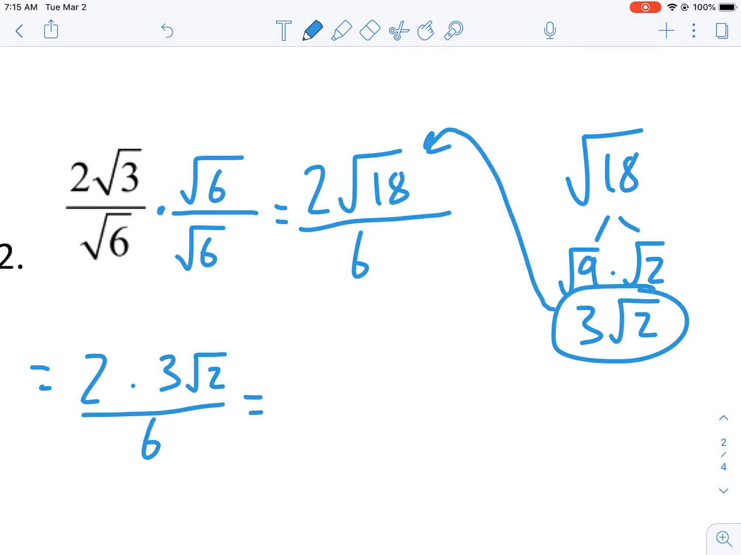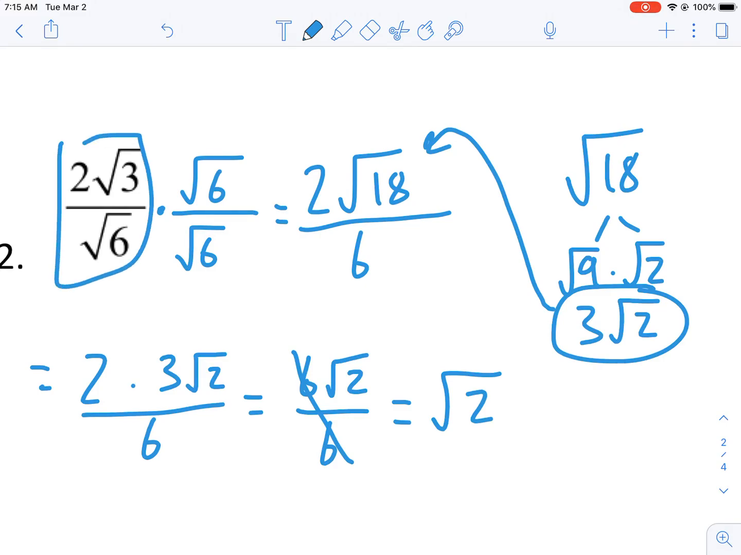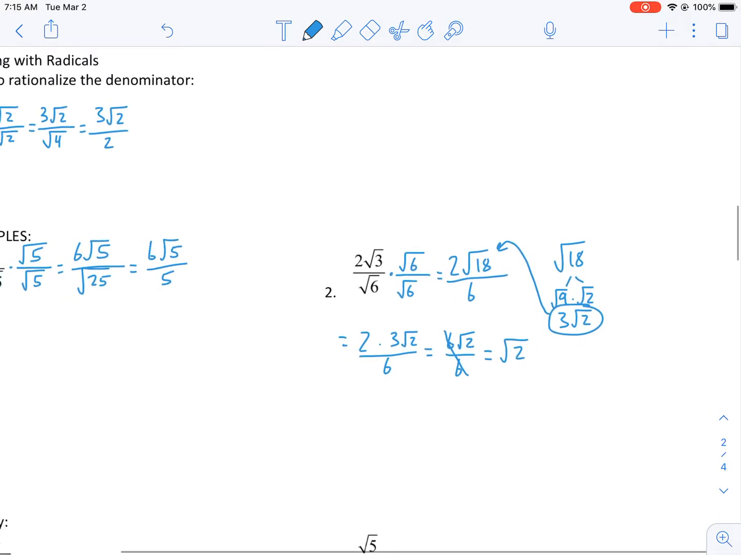Now we can multiply those numbers on top. 2 times 3 is 6, so we have 6 radical 2 over 6. And as hopefully you know, 6 divided by 6 is 1, so those cancel out, and we just get radical 2. So your final answer here is simply radical 2 after all that. Simplifying is important. Knowing how to do it can make your answers better.